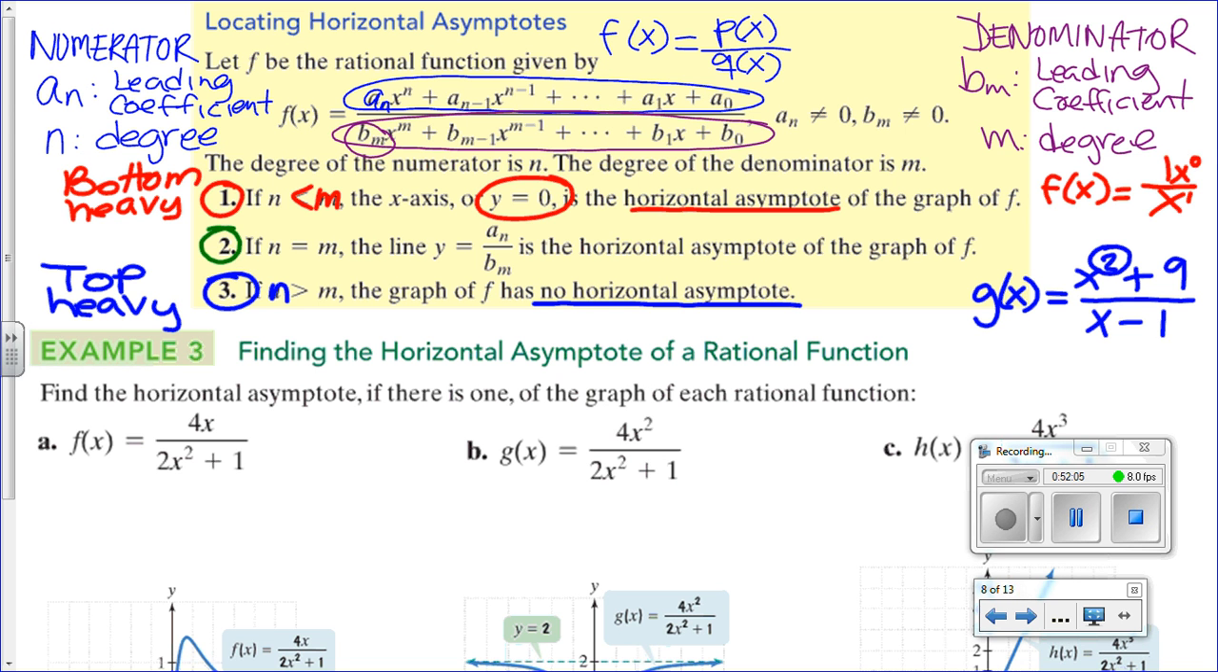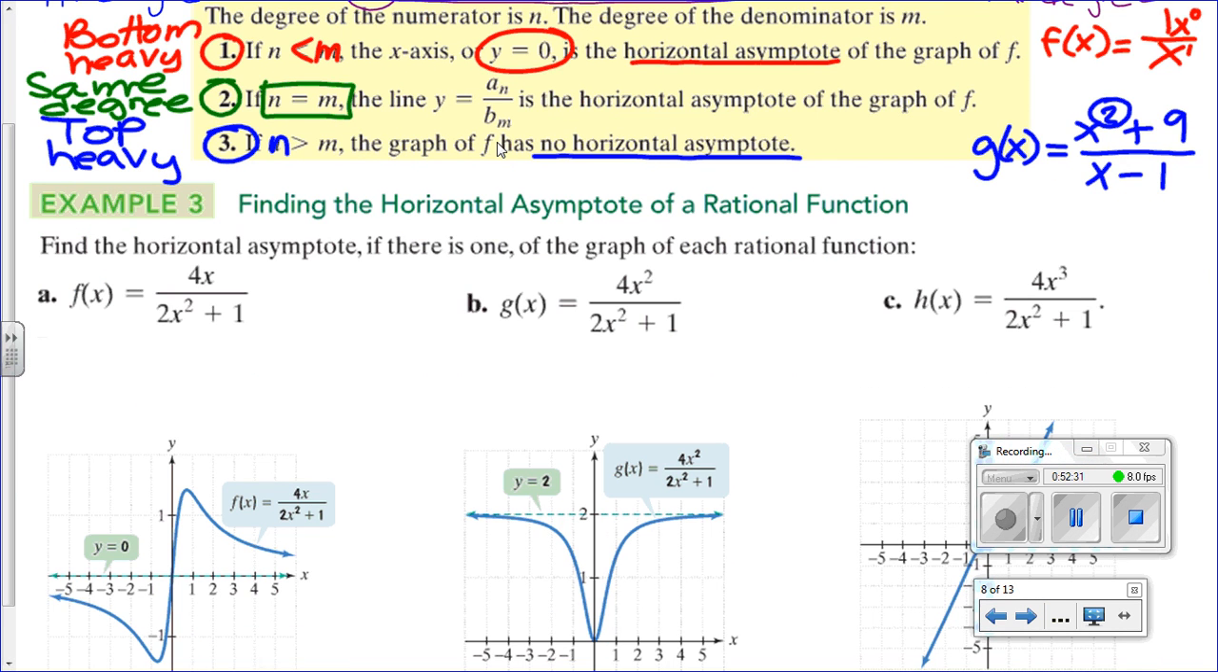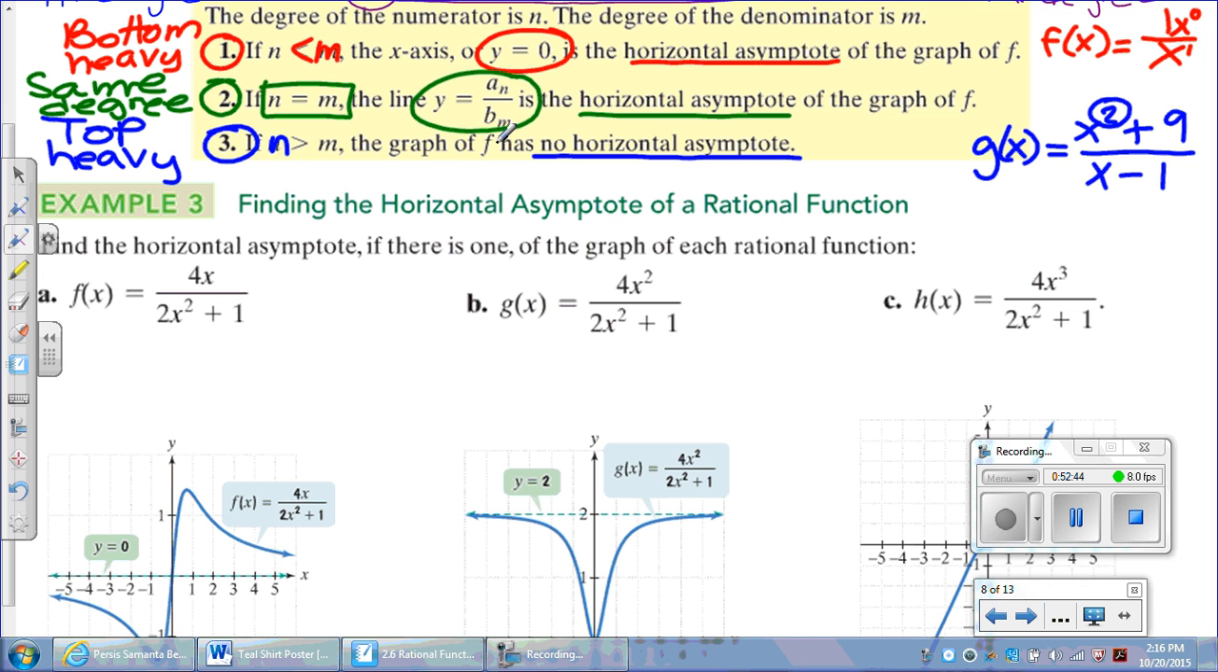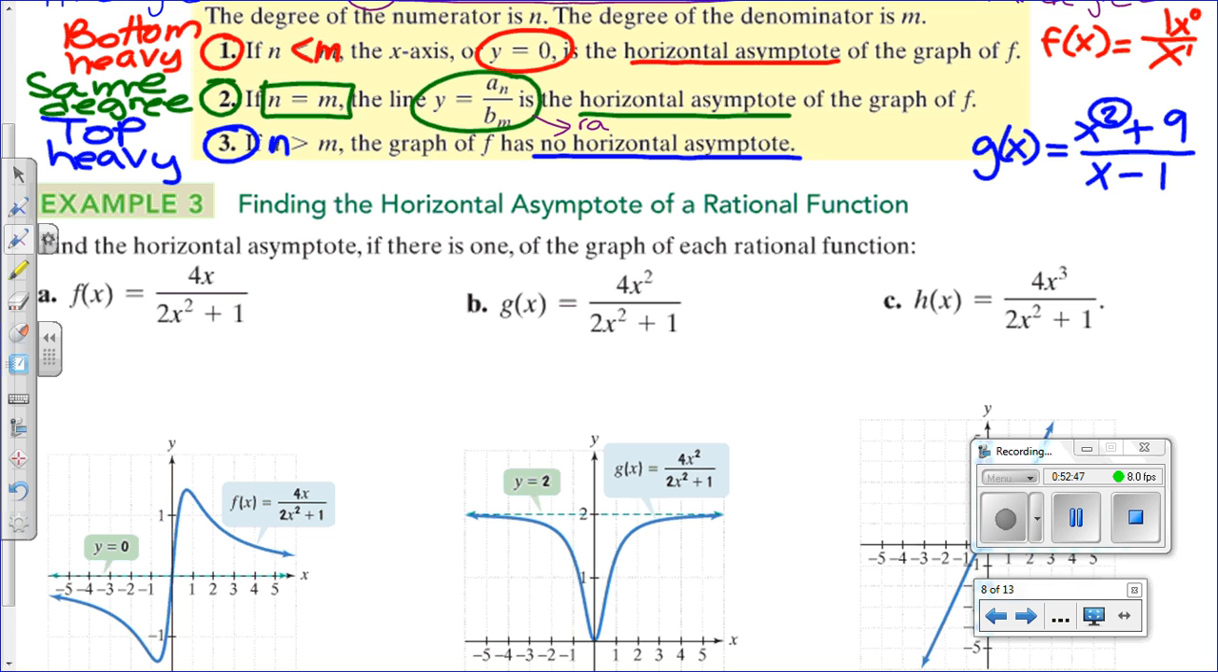Now condition number 2 says that n and m are equal. So what am I saying there? The degrees are equal. So we're going to call them same degree. Let me tell you what happens there. If that is the case, same degree, you will have to get the ratio of the leading coefficients. So we take the ratio of the leading coefficients.